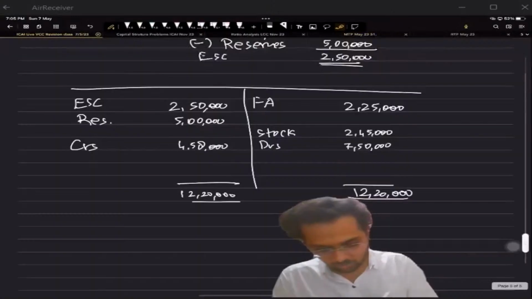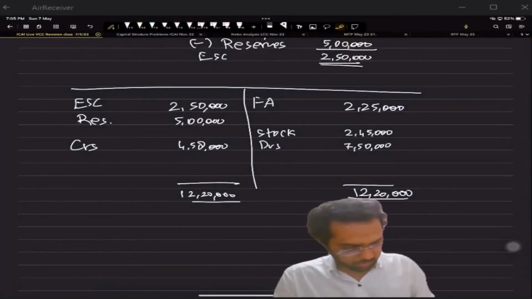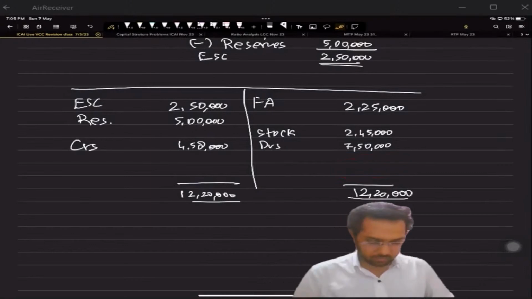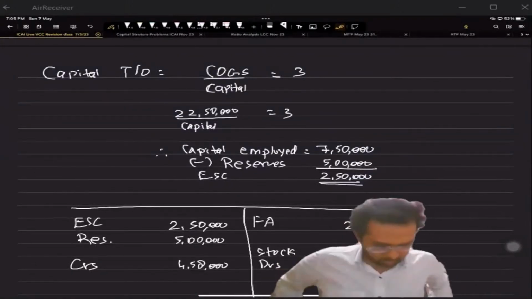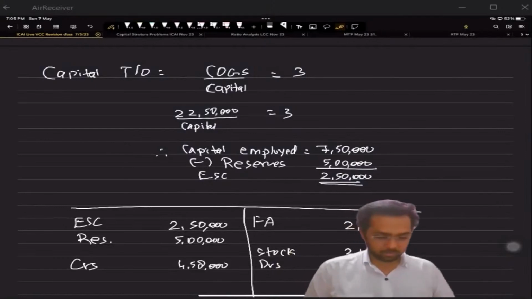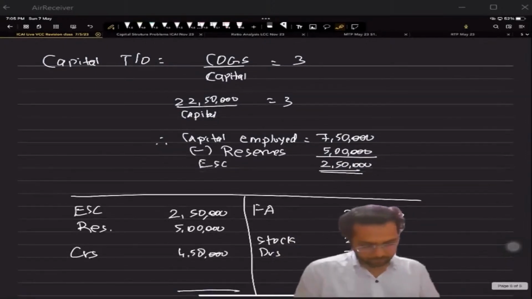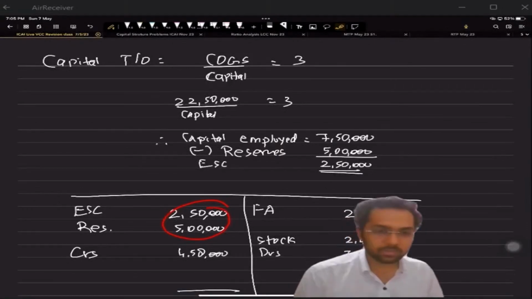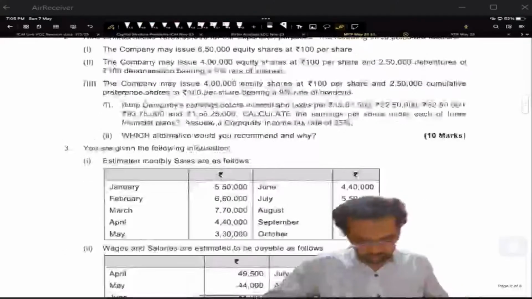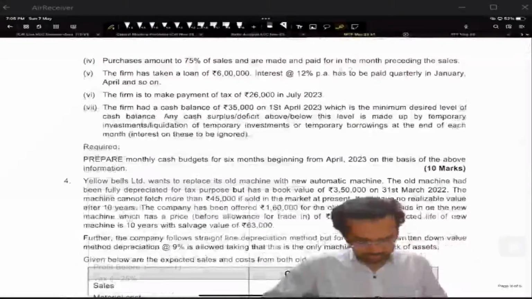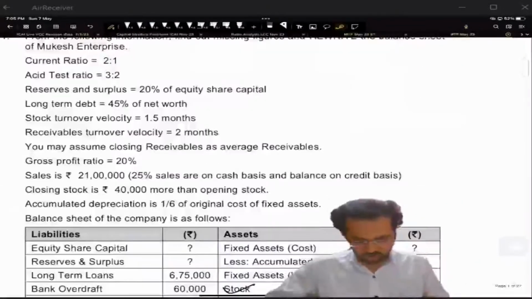Where are we really going wrong? Because ideally, there should be a balancing figure over here. Not sure where it is wrong. Need to check it. Capital employed, everything seems to be correct. Anyways, not to waste much of our time on it, let's go for some new question from the RTP.